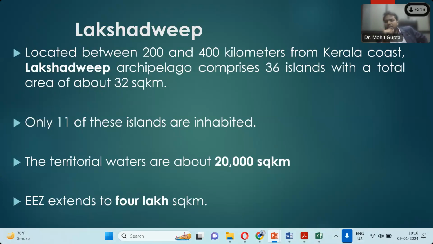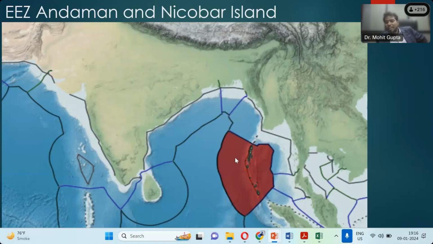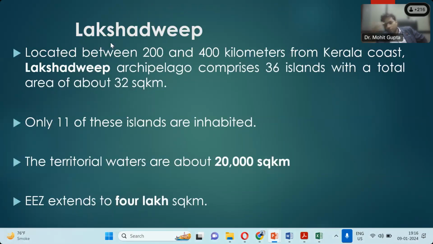For instance, if you see Lakshadweep, the land area of Lakshadweep is 32 square kilometers, which is very less. But if you see the exclusive economic zone which Lakshadweep is contributing to India, it's enormous. Lakshadweep is contributing 20,000 square kilometers of territorial sea and 4 lakh square kilometers of exclusive economic zone for India. Although its land area is really less, the exclusive economic zone it is contributing, in red color, you can see here, as well as the exclusive economic zone of Andaman Nicobar, and the same is true with Lakshadweep as well.